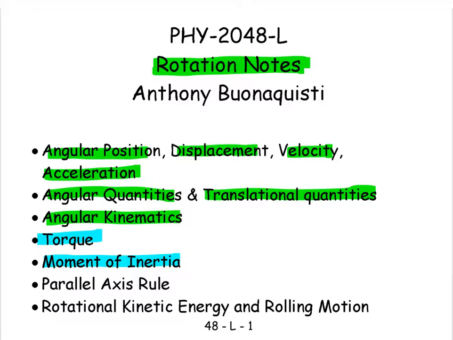If we know the moment of inertia of an object about its center of mass, I wonder what the moment of inertia would be about another axis. We can find that using the parallel axis rule. And then the final thing we do on this is rotational kinetic energy and rolling motion. So we apply these things. So let's have a look at another slide.